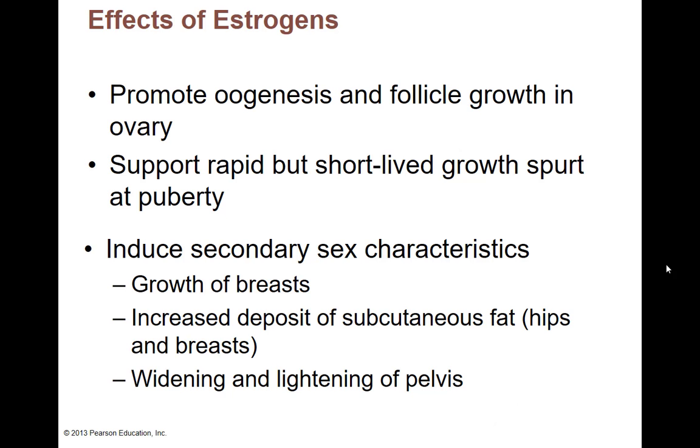Now, effects of estrogen. We make lots of estrogen in our ovaries. Estrogen promotes oogenesis, the making of eggs, and follicle growth. So your primordial follicles become primary follicles, become mature follicles. Hey, yay for the estrogens. Estrogen also creates rapid growth spurts in females.